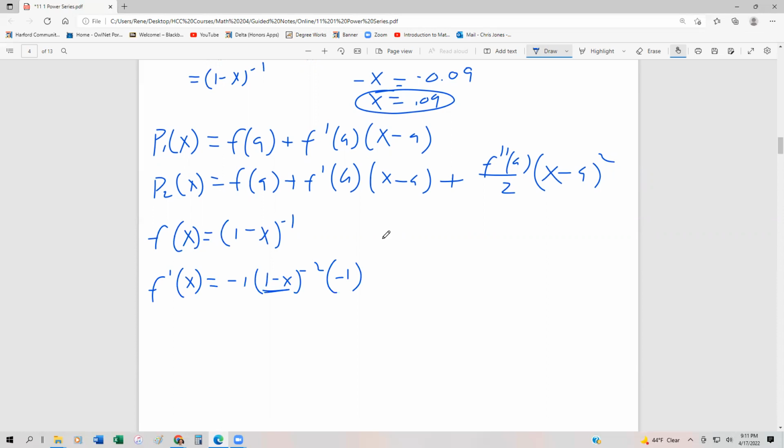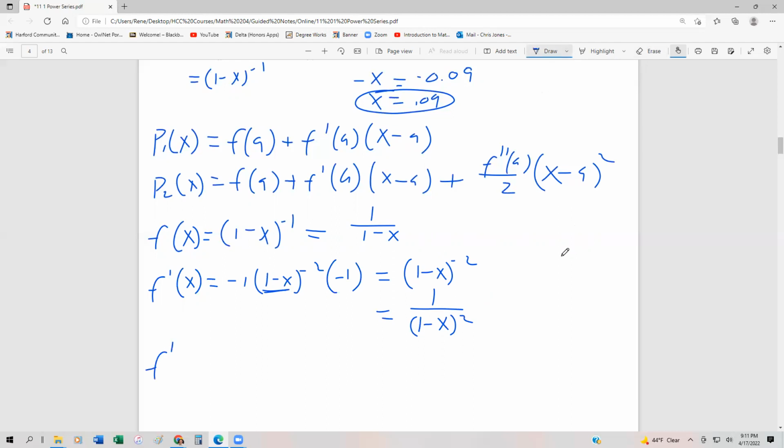Now, for this first one, that's going to be equal to 1 over 1 minus x, which was the original. For the second one, we could either write this as 1 minus x to the minus 2, or we could write this as 1 over 1 minus x squared. Now, this is going to be more useful for us as we substitute a back in. Because if you look at our p sub 2, we do need the second derivative.